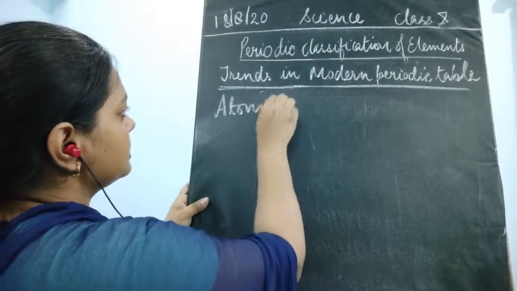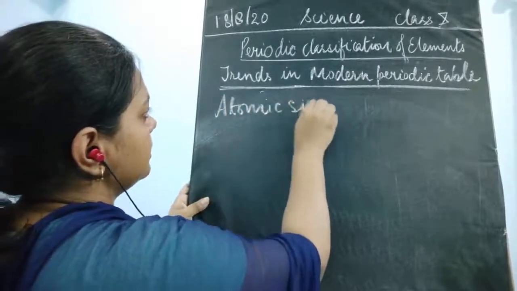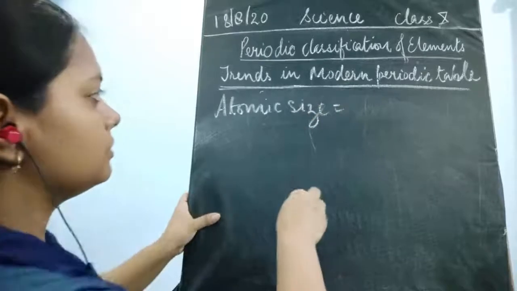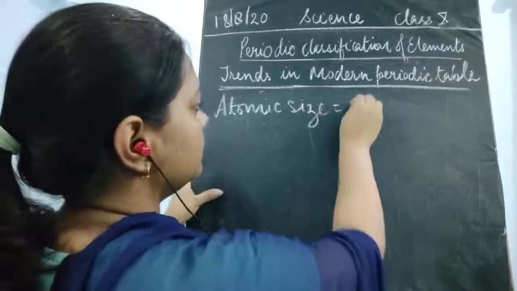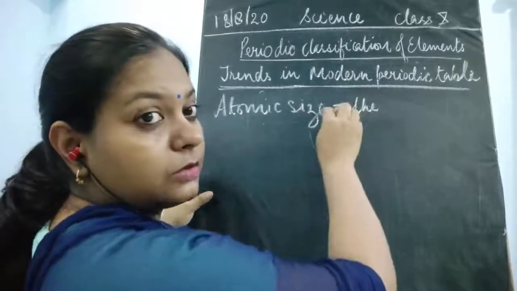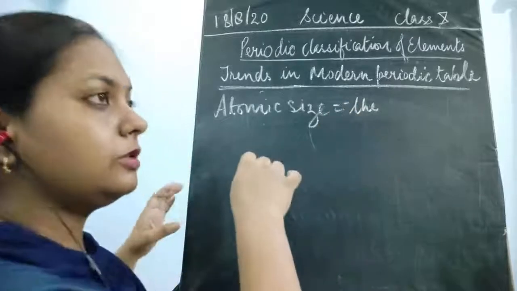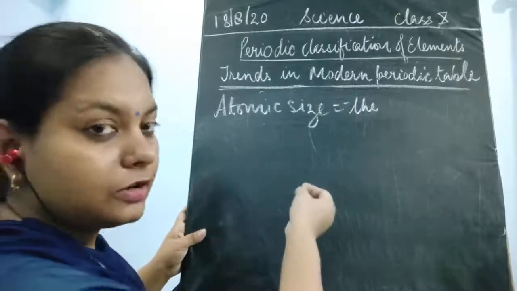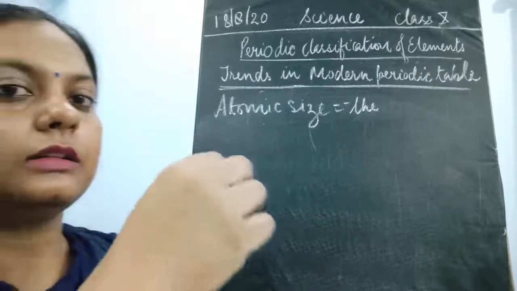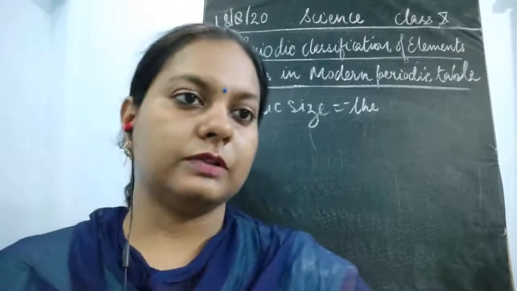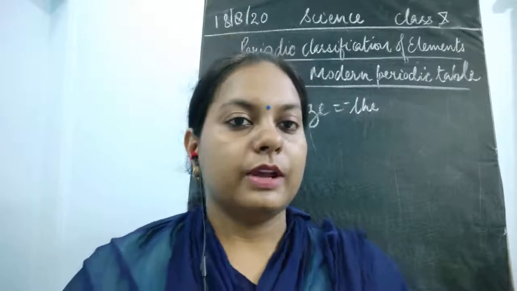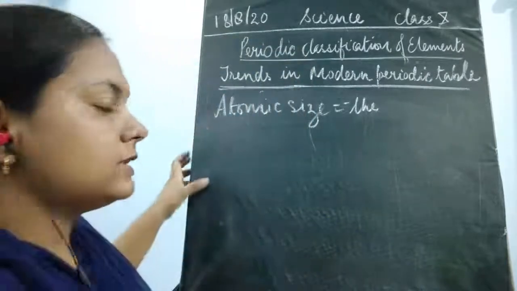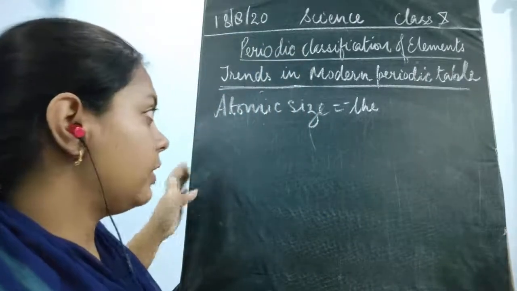What is this atomic size? This is equal to what? This is just equal to the distance from the center of the nucleus to the outermost electrons. Okay. So how is this atomic size measured?